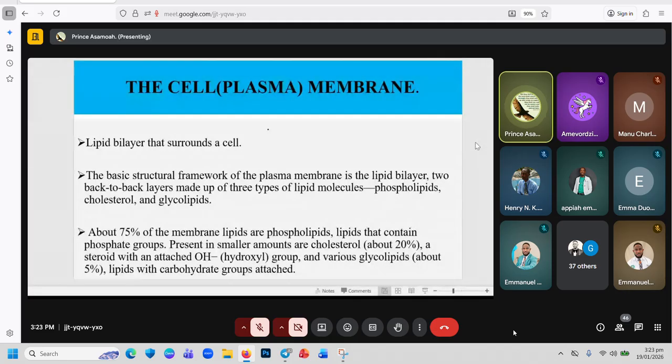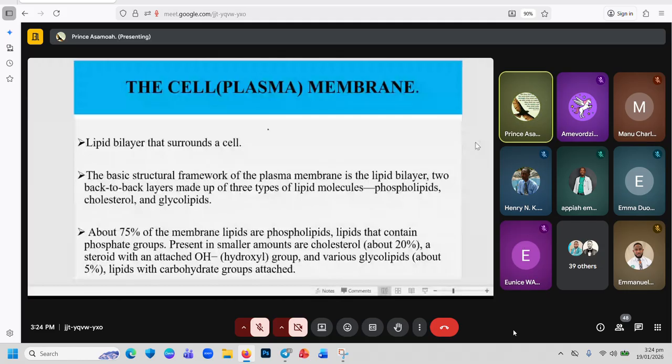About 75% of the membrane lipids are phospholipids, 20% are cholesterol, and 5% are glycolipids. So you know how essential cholesterol is for the body. People make cholesterol look as bad as it is not. But we are in school to learn that cholesterol is not as bad as we make it look. Your bilayer needs 20% of cholesterol in there. And not only that, the steroid hormones are made with cholesterol. So let's learn adequately, properly, so that we can prove ourselves out there.